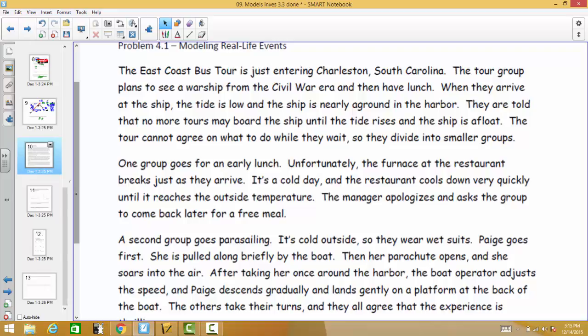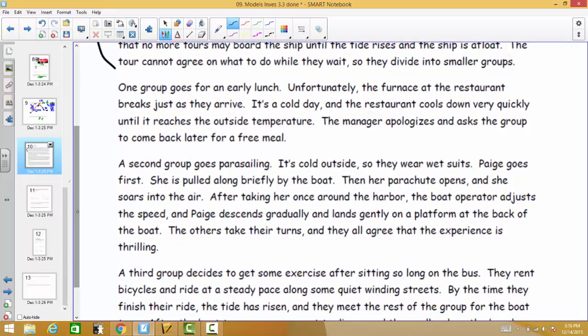All right, we have three stories based on this lovely little situation. There's a bus tour, and they have some time to do whatever they want with. So the people break into three groups. I know that you can read that. I don't want to bore you. So the first group goes for an early lunch. The furnace breaks. The restaurant gets cold. They leave. So early lunch, restaurant cools, and they leave.